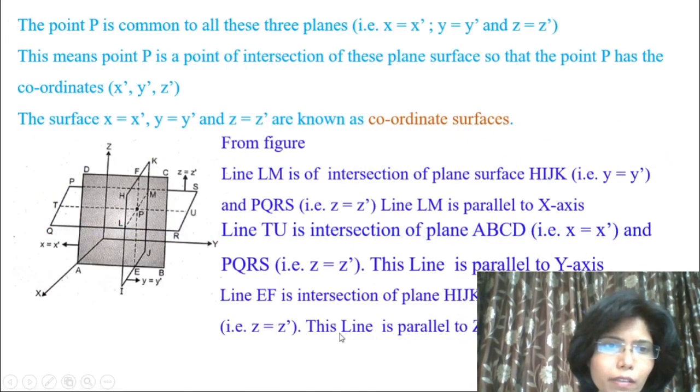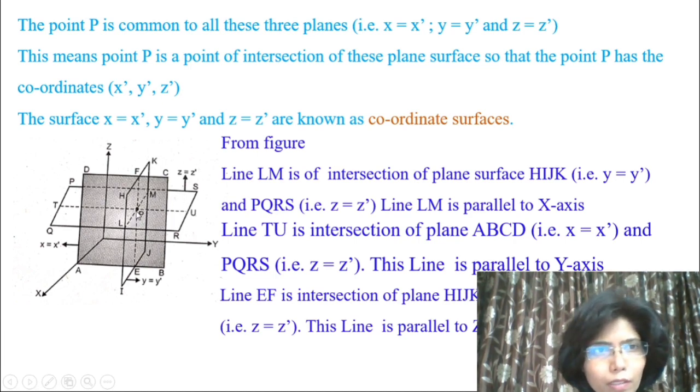Now we'll consider the point P. This is the point P which is common to all these three planes, that is x is equal to x dash plane, then y is equal to y dash plane, and z is equal to z dash plane. For all these three planes, this point P is common. This means that P is the point of intersection of all these plane surfaces, so that point P has the coordinates x dash, y dash, and z dash. The surfaces x is equal to x dash, y is equal to y dash, and z is equal to z dash are known as coordinate surfaces.